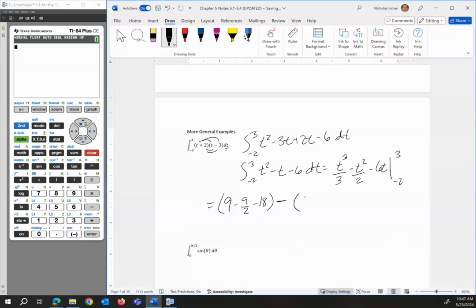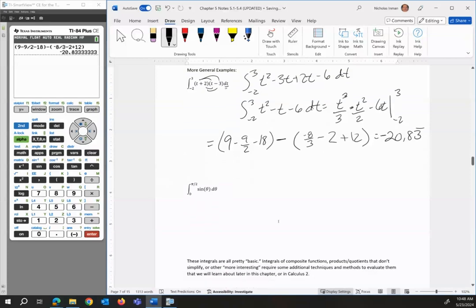Negative 2 cubed, that's negative 8 over 3. Negative 2 squared, that's positive 4 over 2, but it's minus, so minus 2. And negative 2 times negative 6 is positive 12. Here's where I would probably go ahead and evaluate this all at one time. All right, and we got ourselves an answer, negative 20.83.